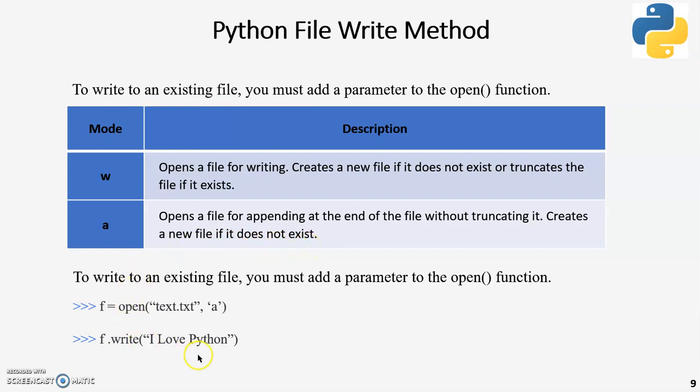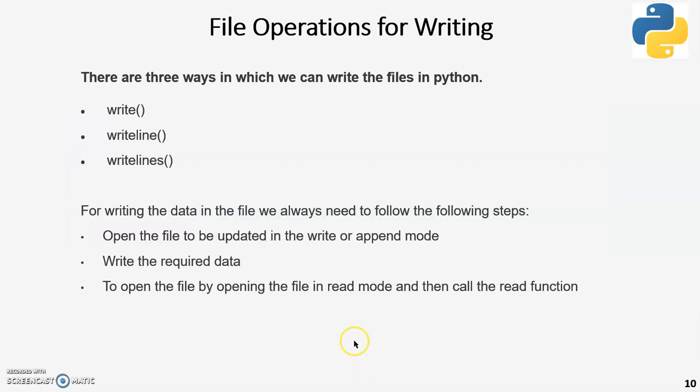So let's see with an example. How do we write it down? f is equal to open with a text file and A, and then I can write a new line into it, like I love Python. Fine. Now, how do we write to a file? There are 3 ways of writing a file: write, writelines and writeline. All 3 are used.